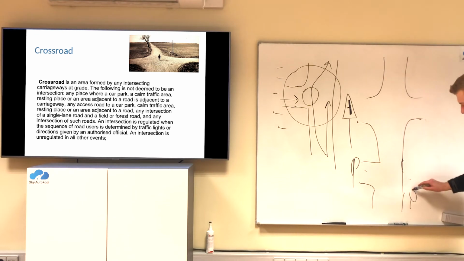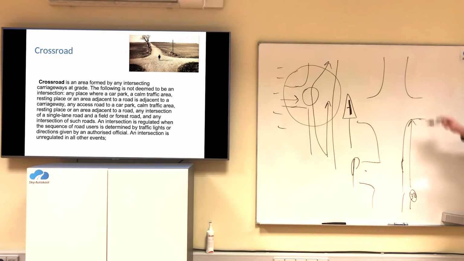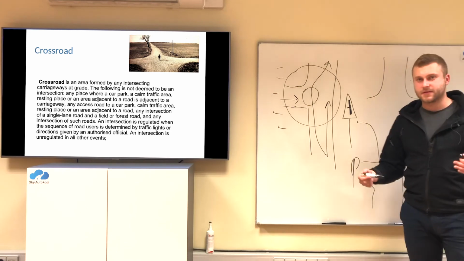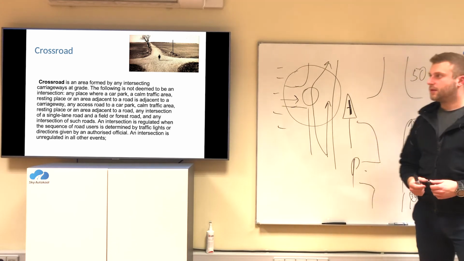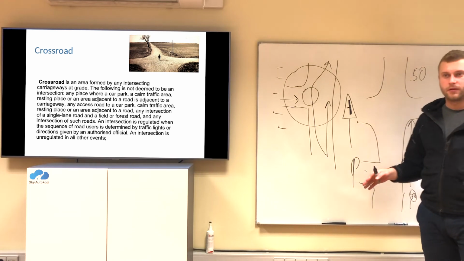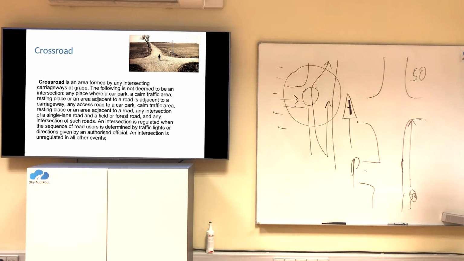And we have 30 here, speed limit. The speed limit will be valid until this crossroad. And here you can go 50. In the built-up area, we have this rule. Built-up area means city, town. When you're exiting a city or town, this rule is not valid anymore. We'll also talk about this later a little bit.